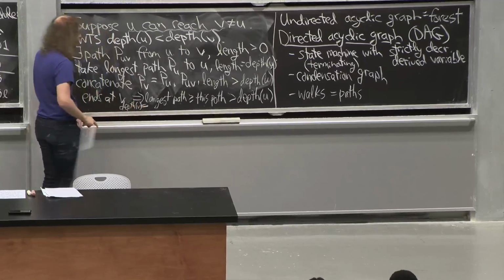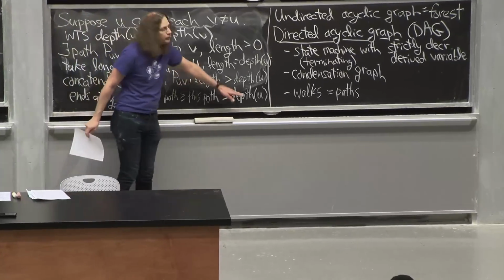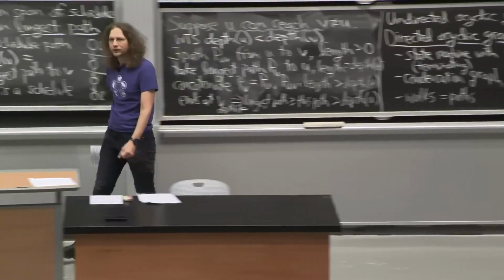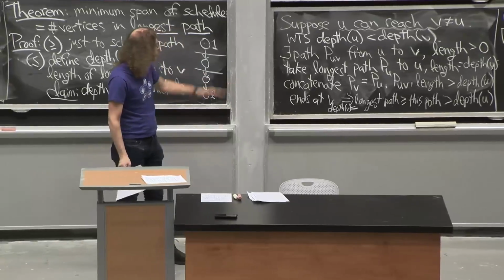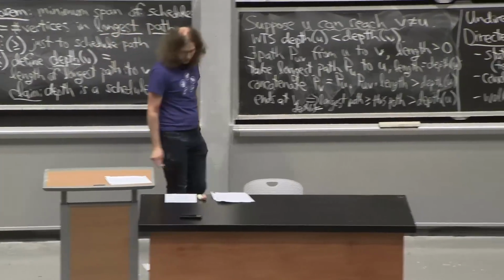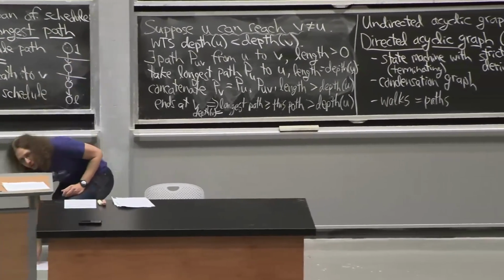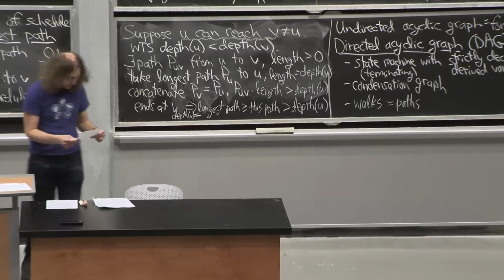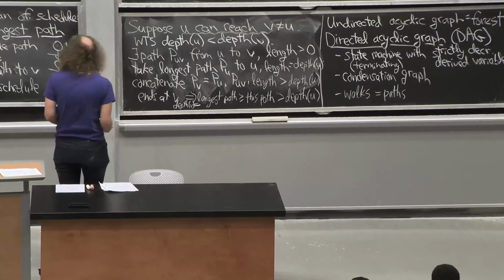So I've proved that depth of v is strictly greater than depth of v', because I found a path that was longer than depth of v'. Therefore, depth of v is greater than depth of v'. Okay? So that's cool. There's one last thing to check here.